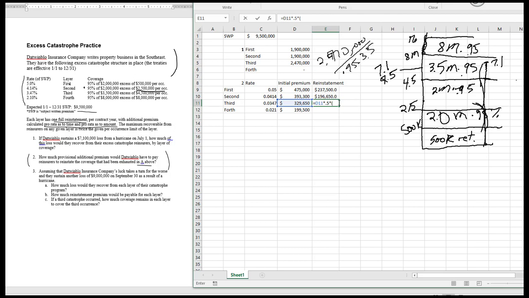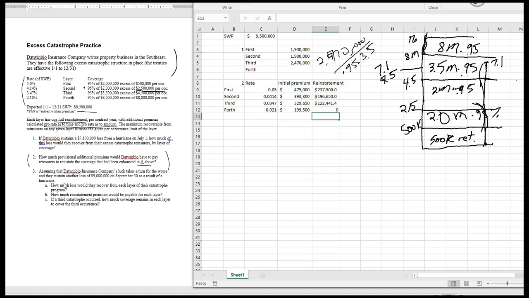So that is 2,470,000 divided by the layer, which is 0.95 times 3,500,000. And I'm going to add some parentheses here. And so that is our reinstatement premium, 122,441.4. We don't need to reinstate the fourth layer at all because we didn't use any of it.